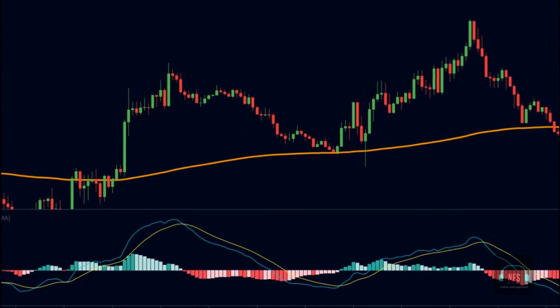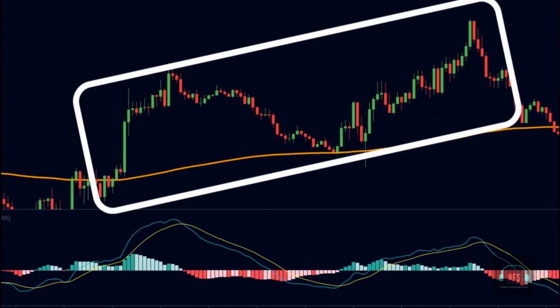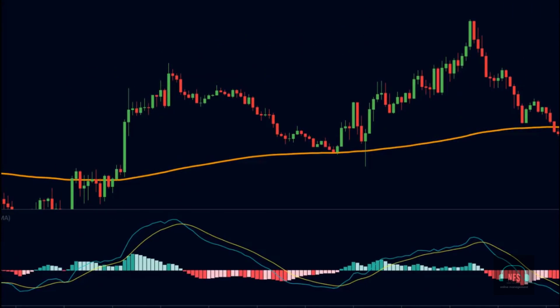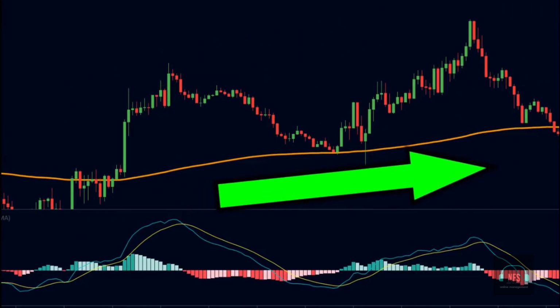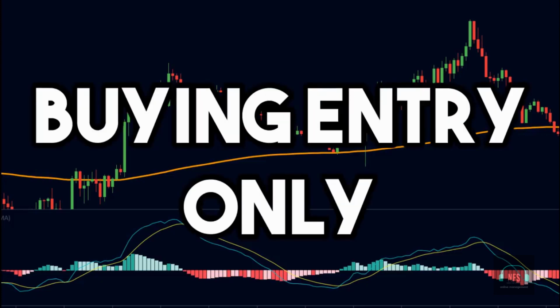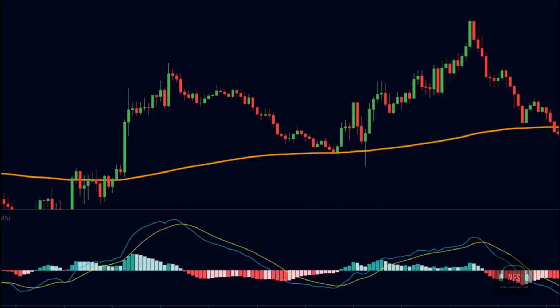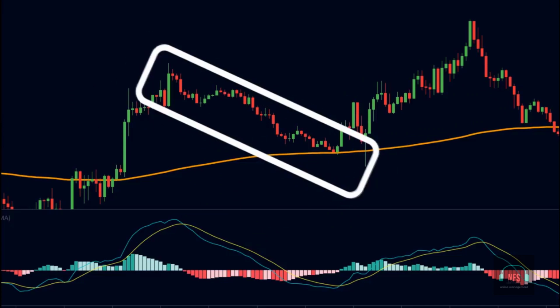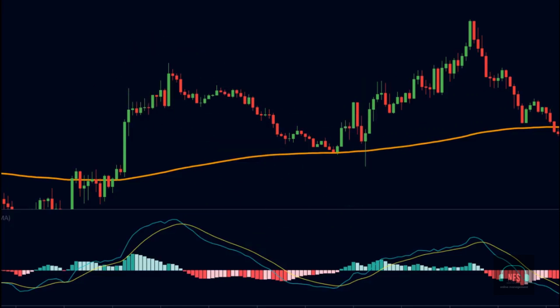Here on this chart, we see that the price is trading above the 200 EMA and the EMA is also sloped upwards. We can say that the price is in an uptrend. In an uptrend we will be looking for a buying entry only. So we want to wait for a pullback. Here we see a strong pullback as the price moves towards the 200 EMA.